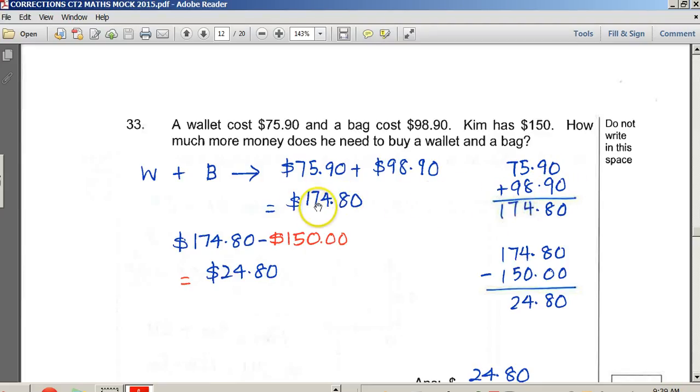Now, the cost of the items is $174.80, but Kim had only $150. So what is the amount of money needed more to buy these two items? She only got this $150. Take 174.8 minus 150, you get 24.8. You need $24.80 more.